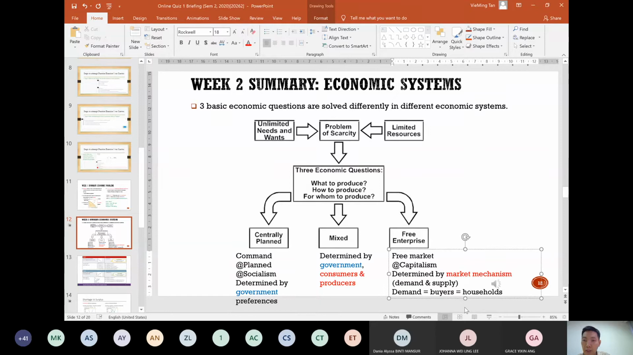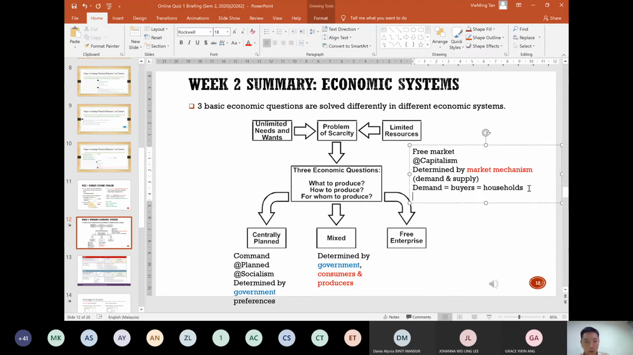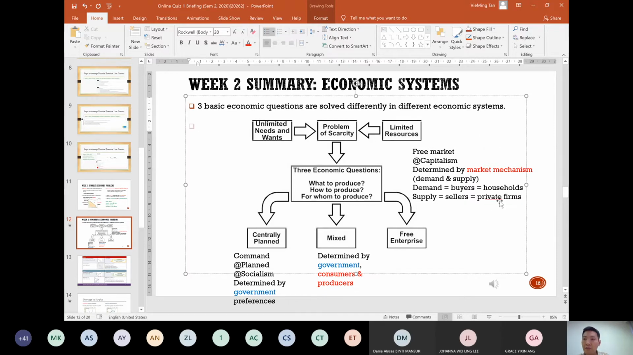Then supply is referred to sellers, or the firms. We call them private firms, or firms only. So private firms or sellers are referred to as the supply in the market. So far so good.